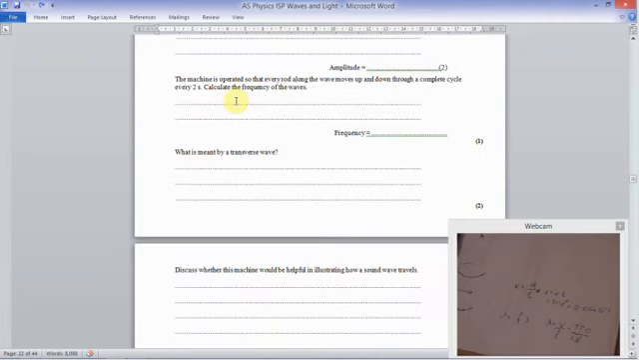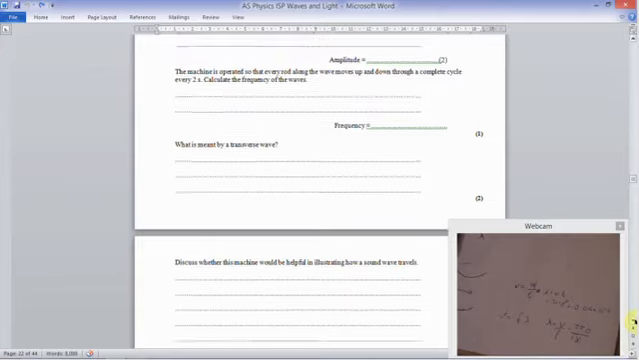Right, so the machine is operated so that every rod along the wave moves up and down for a complete cycle every 2 seconds. So the time period is 2 seconds. The frequency is therefore going to be 1 over 2 seconds. That's 0.5 hertz. What is meant by transverse wave? Spoken about it before. The particles oscillate perpendicular to wave motion.